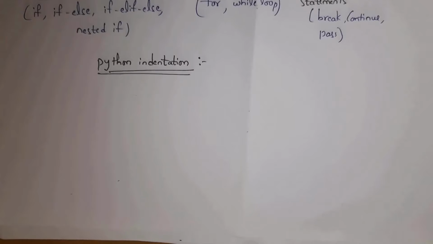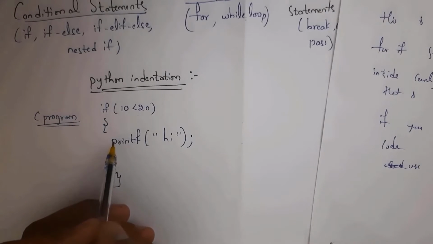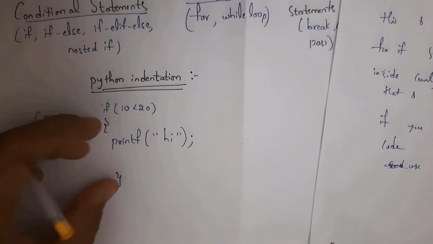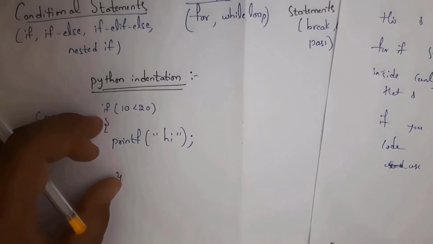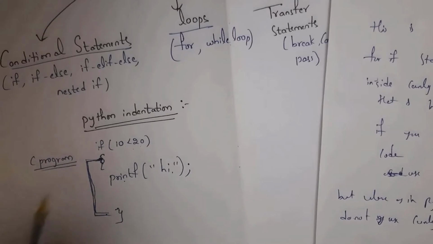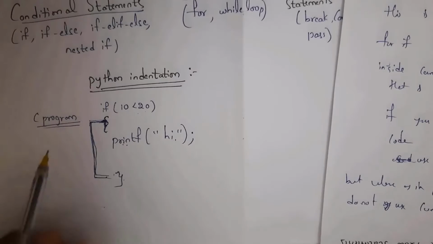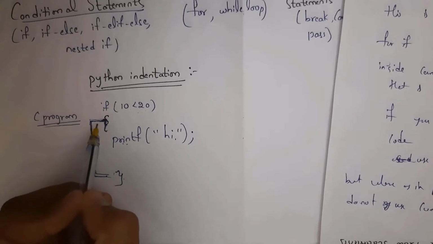For example, in a language like C, if you want to write some block of code, then we will write that block of code in curly braces. This is a simple C program for an if statement. Here I gave the condition 10 less than 20, and inside curly brackets I wrote the print function, printf high. Here if you want to write a block of code inside an if statement, then you need to use curly braces. But in Python we do not use curly braces.